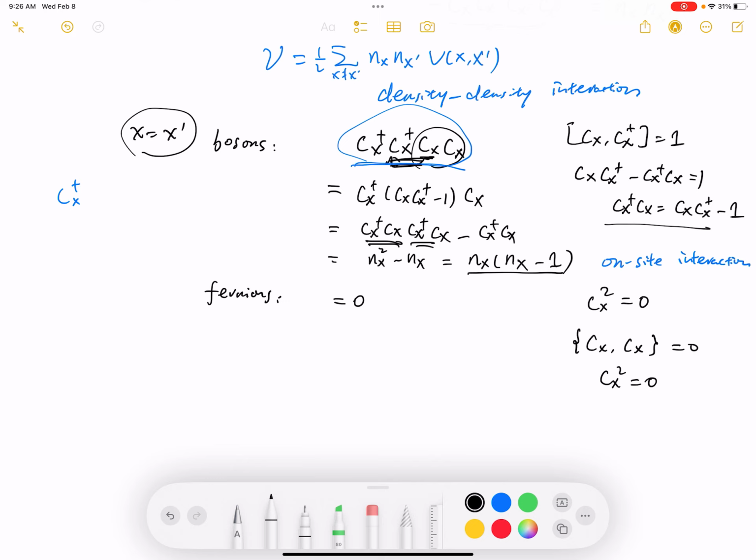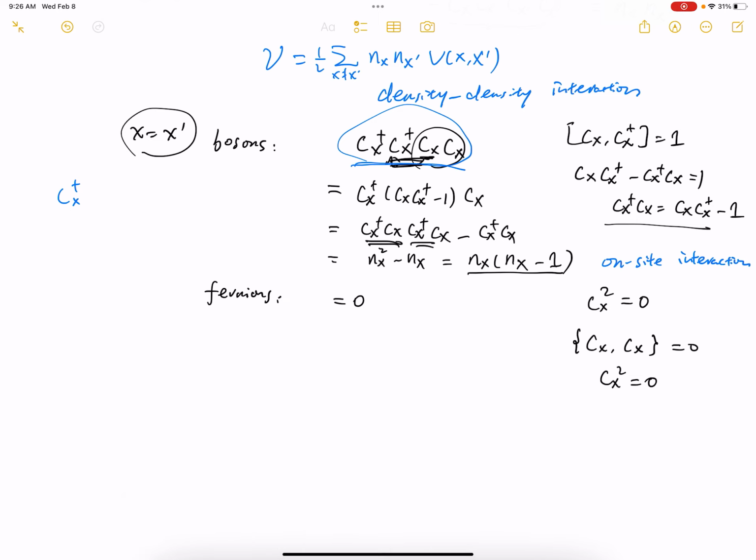So with this type of interaction, you can already explain some very interesting models. In the last class, we talked about this Hubbard model. And the Hubbard model actually is just made of interactions like this, nx, nx minus 1. Suppose we just have interactions on the same site.